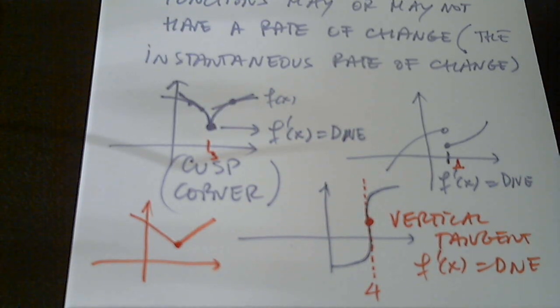No, because it's a corner. Excellent. What about at x sub 2? Yes, it's continuous. It doesn't have a cusp. It doesn't have a corner. It doesn't have a vertical tangent. Awesome. At x sub 3?